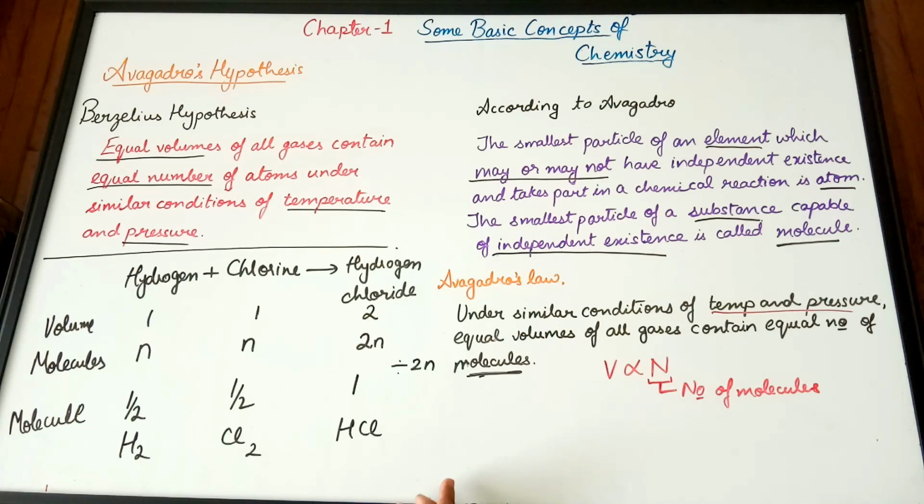An atom is the smallest particle of an element which may or may not have independent existence and takes part in a chemical reaction, whereas a molecule is the smallest particle of a substance. This substance means it can be an element or a compound, and this is capable of independent existence. With this, we finish Avogadro's hypothesis. Do check out the next video, which is going to be about the mass and the molecular mass of various elements.